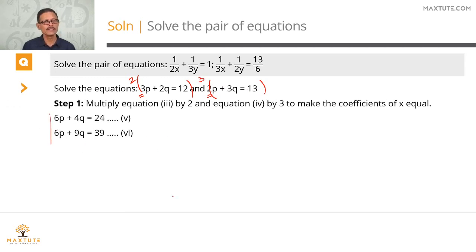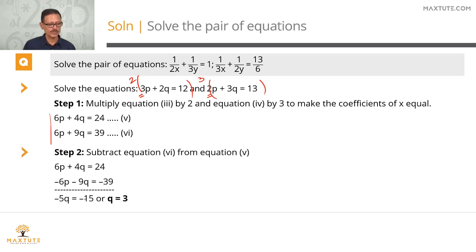So coefficient of p equated. So this is 6p plus 4q equals 24, 6p plus 9q equals 39. Subtract equation 5 from equation 6. So what you're going to end up getting, or we have done 6 minus 5. Minus 5q equals minus 15 or q equals 3. So these two get cancelled. Minus 5q equals minus 15. q is equal to 3.